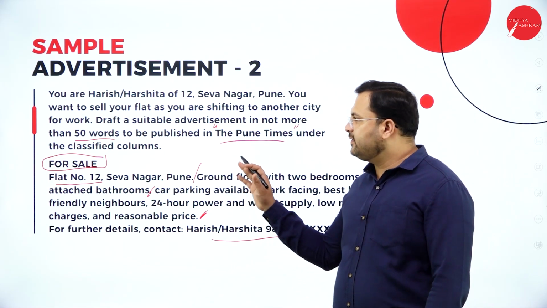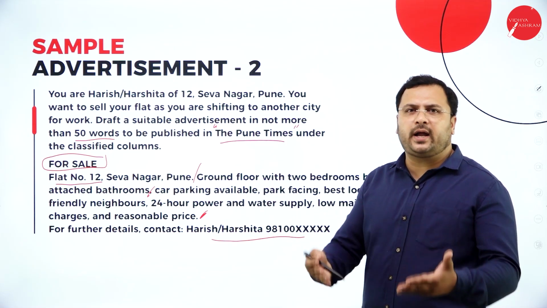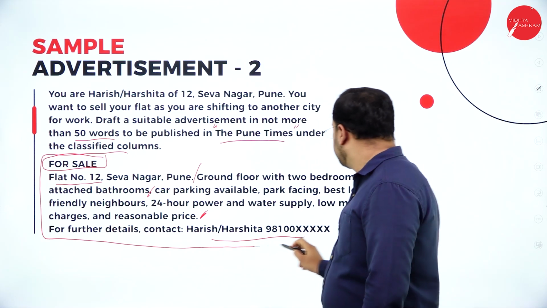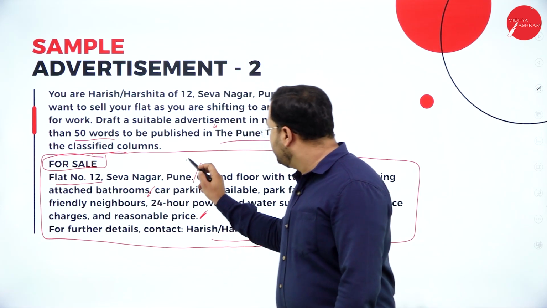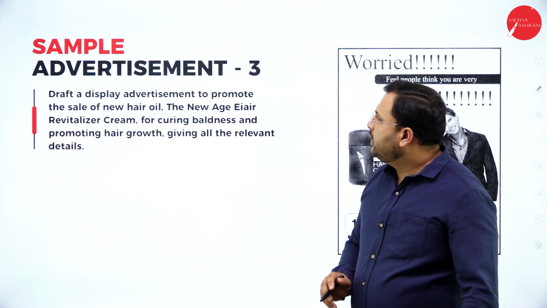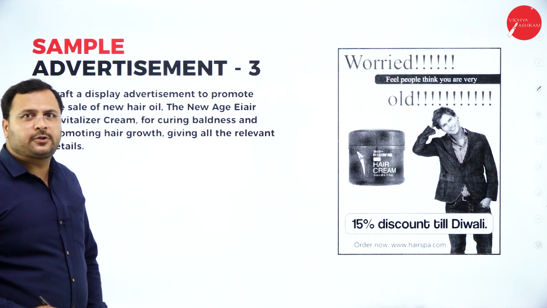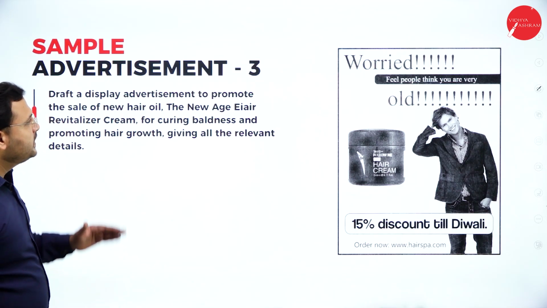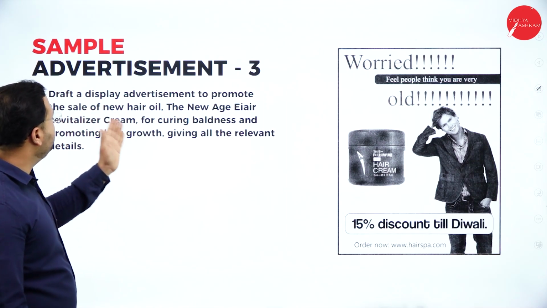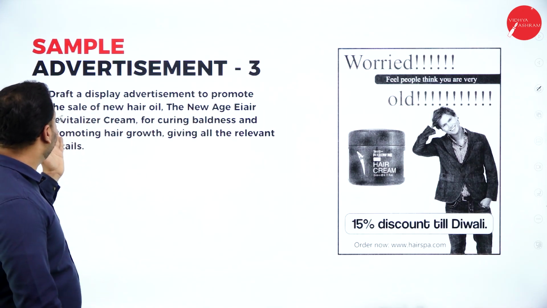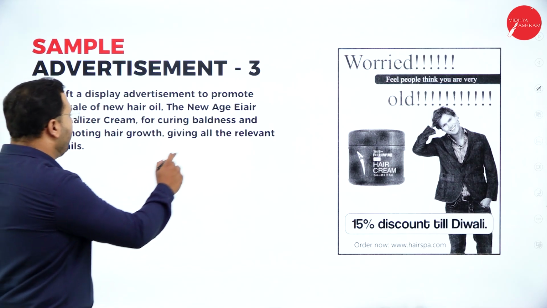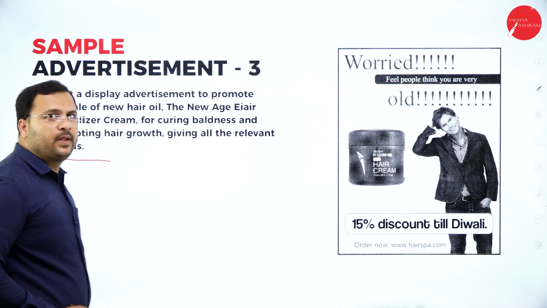So you should have all the information like this, but when you write, how does it appear in a newspaper? It will be in an enclosed box. For sale will come at the center and then all these details. Now sample number 3. I hope you understood the first 2 advertisements. Sample number 3. Draft a display advertisement to promote the sale of new hair oil, the new age LR revitalizer cream for curing baldness and promoting hair growth, giving all the relevant details.